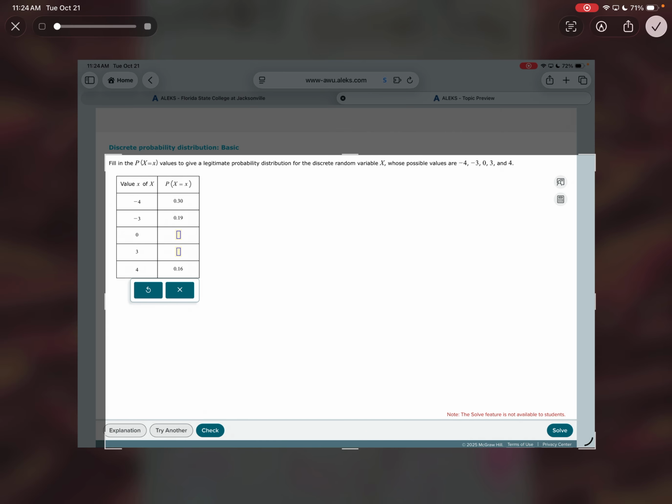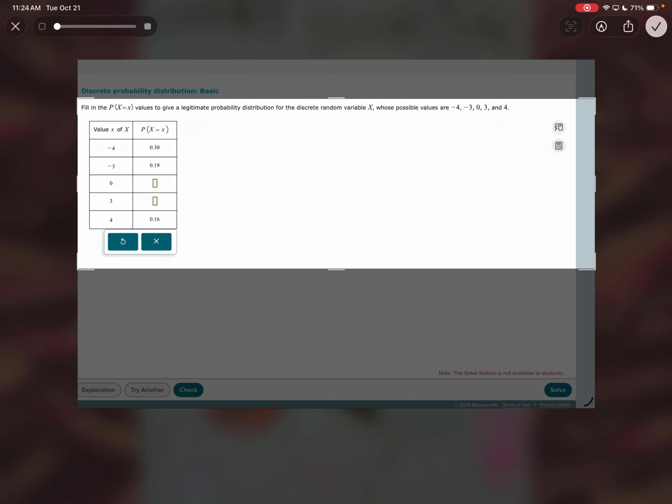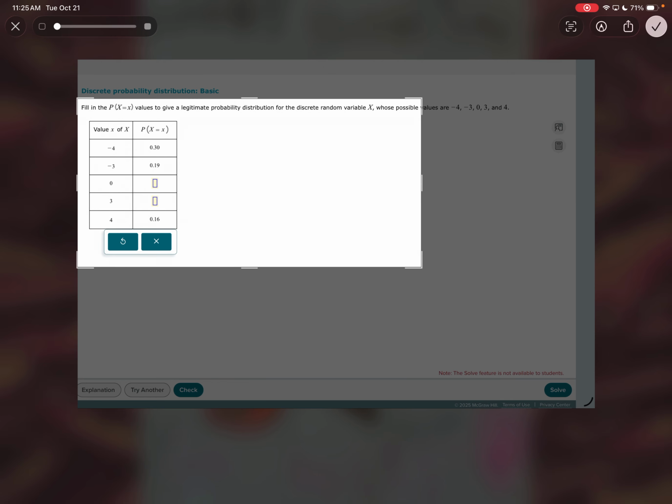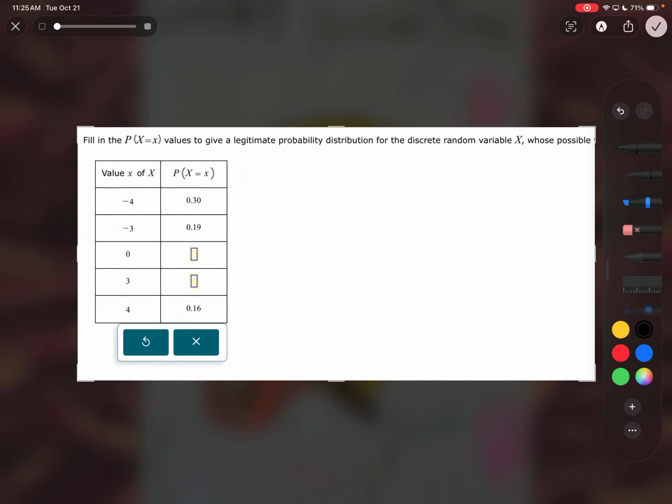All right, so a discrete probability distribution. There are two rules to be a discrete probability distribution.